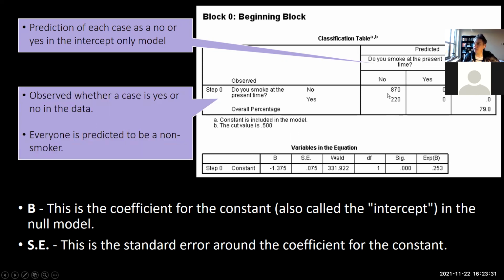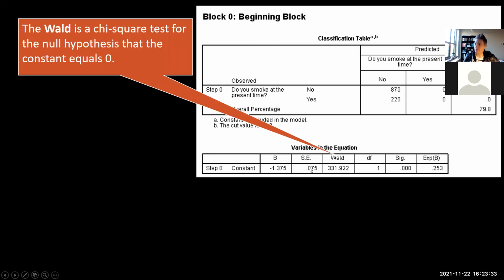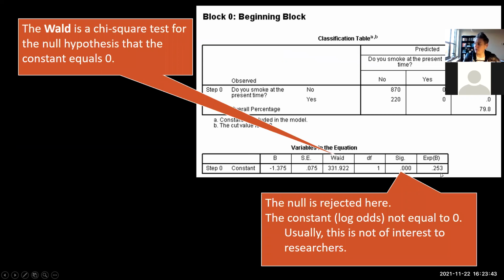Here we have the observed, here we have the expected. Now, just like we talked about before, the WALD is a chi-square test for the null hypothesis that the constant equals 0, and the extent to which this is not 0 will be reflected in this WALD significance test.